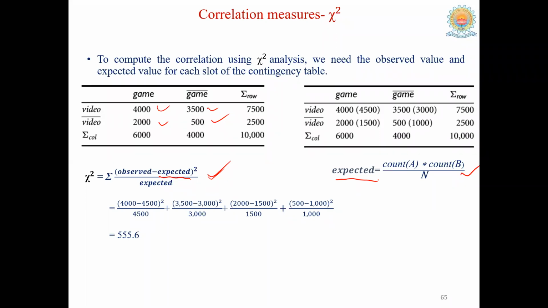How to get the expected value? For this observed value, what is the expected value? Count of A into count of B by N. Count of A, in the sense, you need to go for this line, and count of B, you need to go for this line. So count of A is this one and count of B is this one, by N. That means the expected value can be obtained as 7,500 into 6,000 by the total number of transactions.